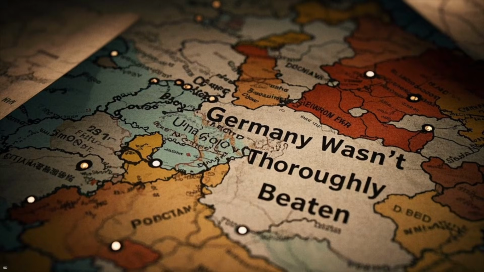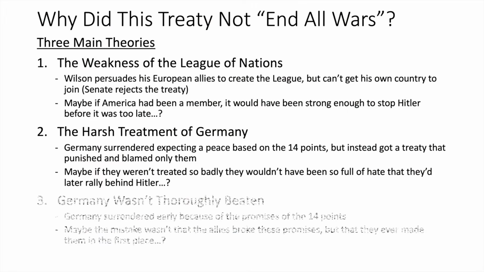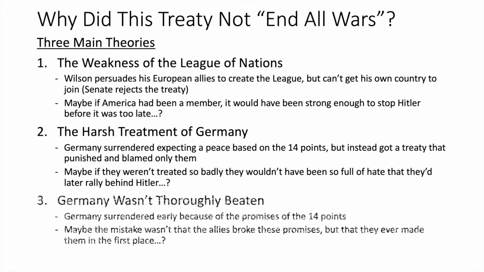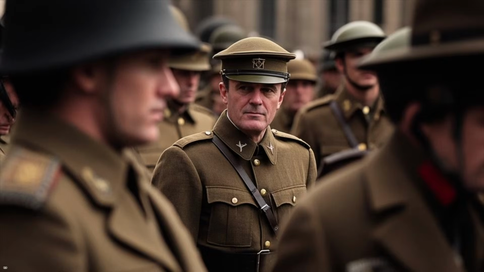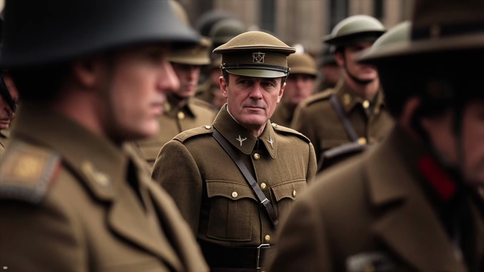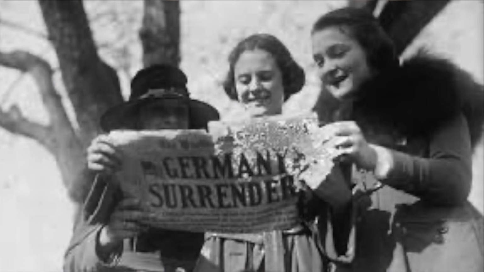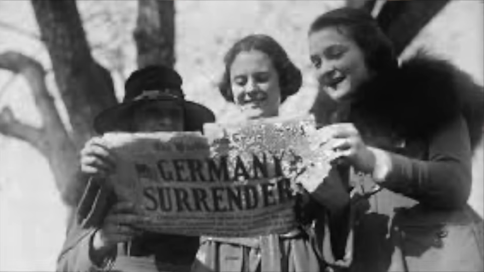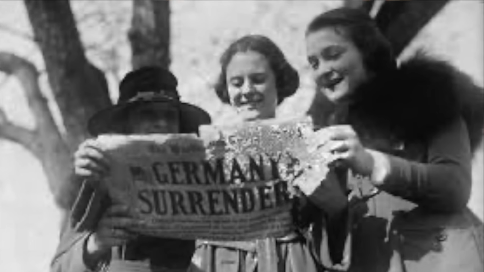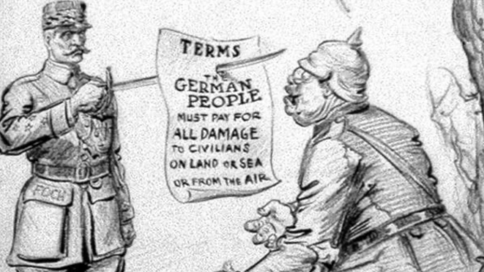Theory 3. Germany wasn't thoroughly beaten. And here's a less obvious argument, but one worth considering: that the mistake wasn't that the Allies were too harsh on Germany, but that they weren't harsh enough. Germany wasn't truly defeated on its own soil. Allied forces never marched into Berlin. The Armistice was signed before that, largely because Germany believed they were going to get a peace that was based on the 14 points, not one that made them assume all the blame for the war.